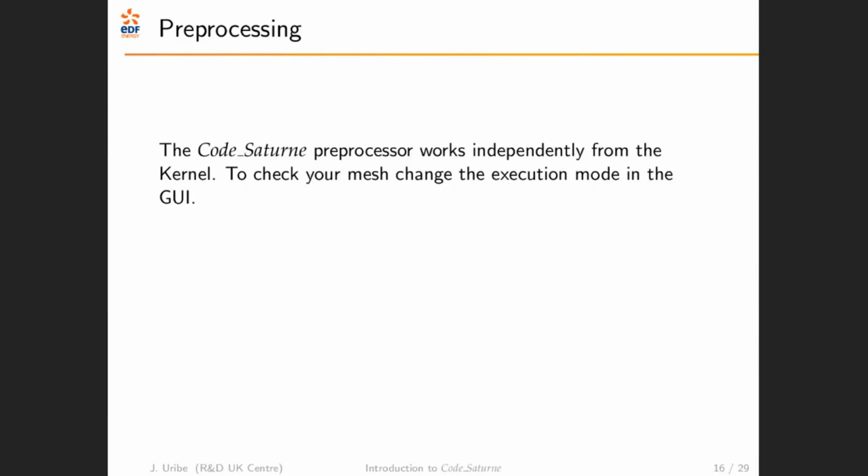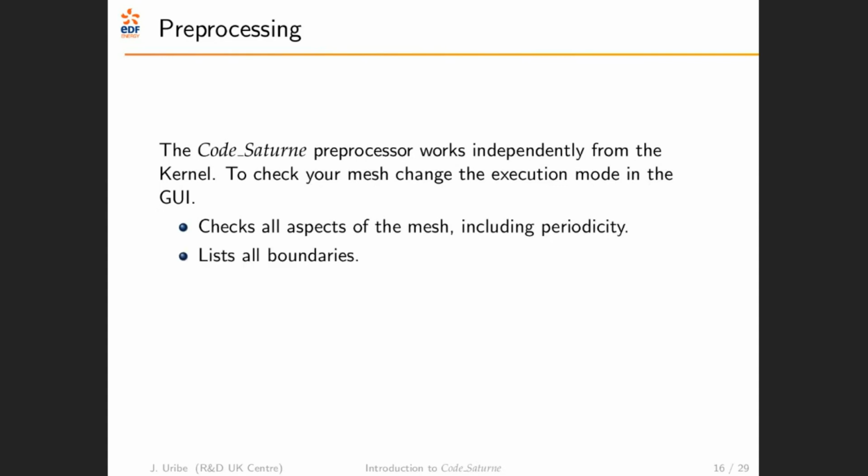So, as I said before, when you have a mesh, there's a pre-processing stage that is done by the code that is independent from the main kernel. You can run this separately without needing to run the whole code. So you can just check your mesh before you start going through your calculation. It will check that the mesh is valid. It will include the periodic boundaries if you set them up.